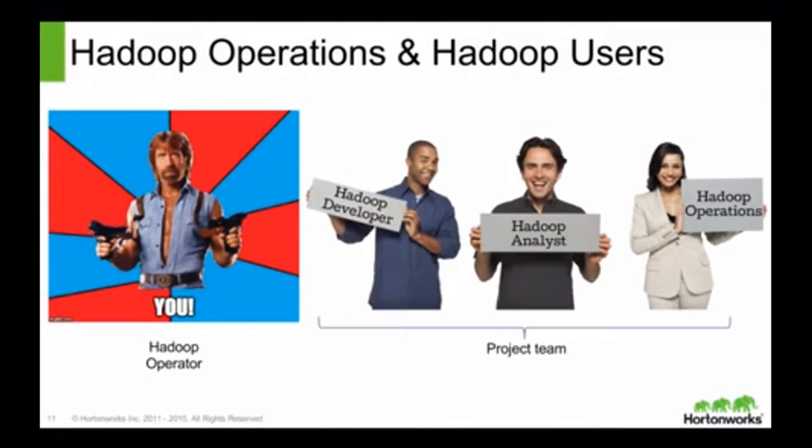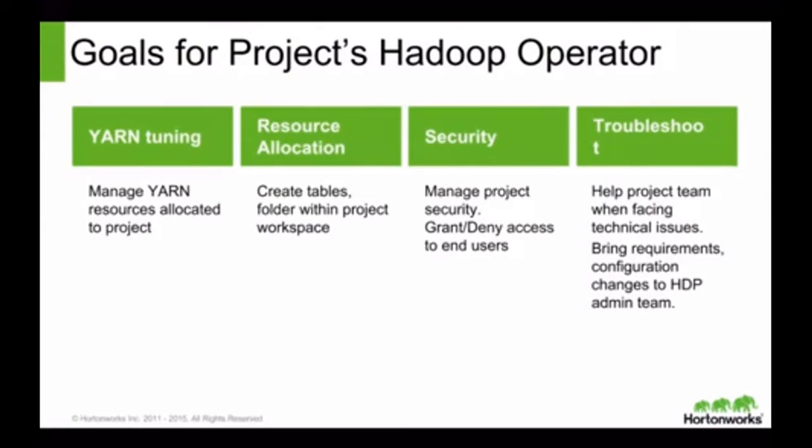Now this individual is not alone. Once you get past your single pilot or proof of concept, the cluster will grow and you'll have many project teams or departments. And just as you would have in any organization, you'll have some delegation relating to Hadoop. So let's say you have a project team or a department or a business unit. Within that, they will have many roles such as Hadoop developer, Hadoop analyst, Hadoop architect, but they'll also likely have a Hadoop operator. It may be a shared role with other roles within that team, but this person will be delegated a few tasks from the Hadoop operator so they don't have to manage every little thing in the cluster. Examples of this are tuning YARN specifically for that group.